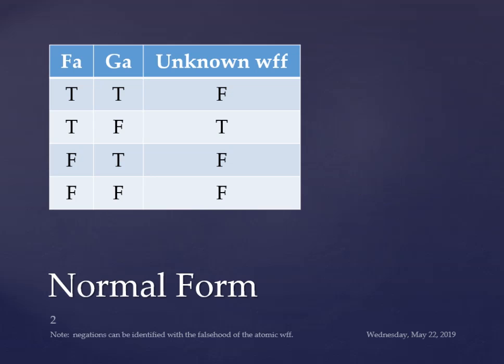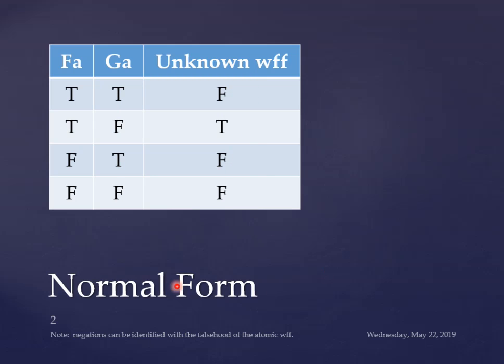You'll get a table that's got the two atomics, Fa and Ga, and then we have this unknown well-formed formula here. You might want to talk about what that means. Let's take a look at what it is. It is false under the conditions when Fa and Ga are true, and then it's true when we have TF, and then false. So it has this FTFF pattern.